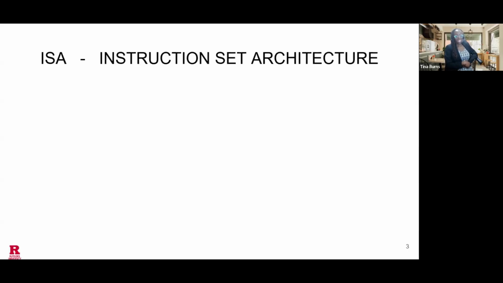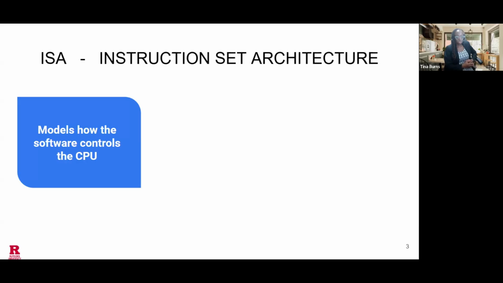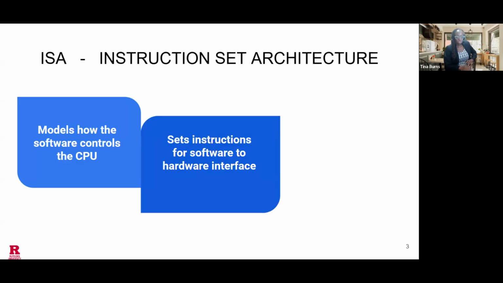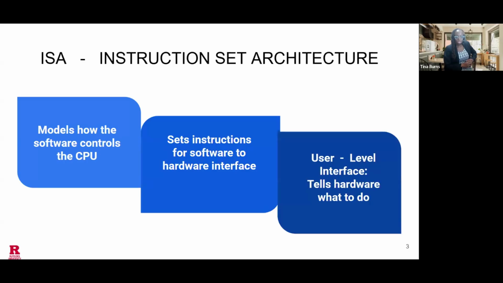As you remember from the previous class, ISA stands for instruction set architecture. It tells your computer and your compiler how it should deal with specific commands and how it should perform operations. It gives things like order and how things should be formatted, specifically for the compiler and other operations on your computer. This models how the software controls the CPU. It also sets the instructions for the software-hardware interface, and it provides a user-level interface to tell the hardware what to do, because it provides this command set or format for the CPU, and we know the CPU is what allows us to control the hardware.